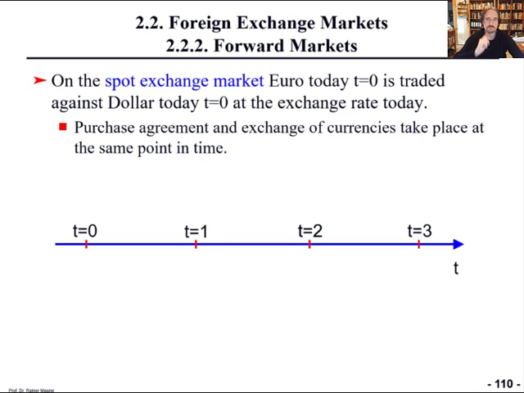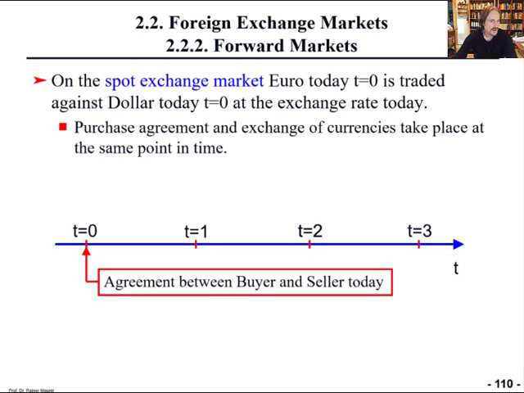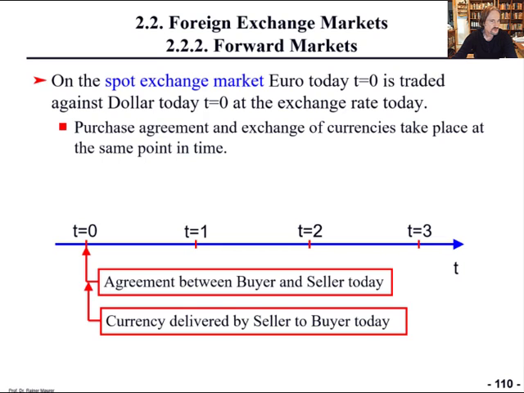As a starter, let's repeat again the difference between spot and forward market. As already discussed in lecture 9, on the spot market, euro today is traded against dollar today. So the purchase agreement between buyer and seller and the exchange of currencies delivered by the seller to the buyer takes place today on the spot. That's why we call this market spot market.